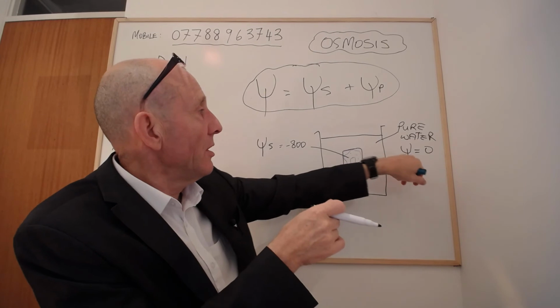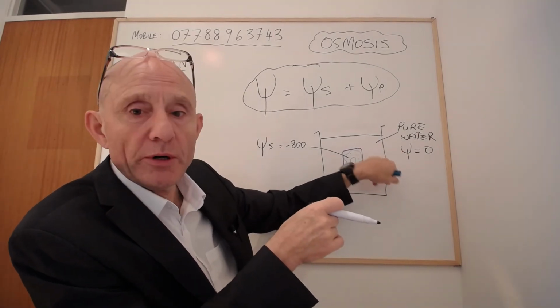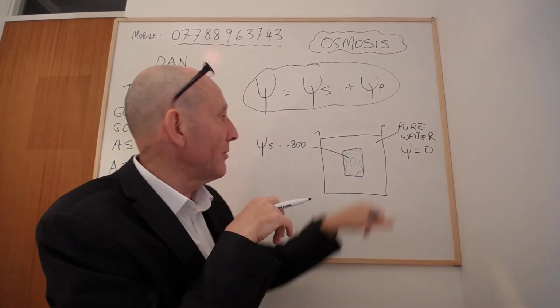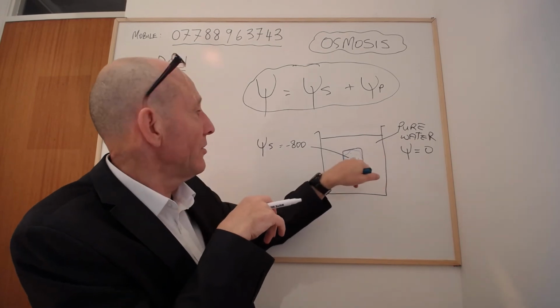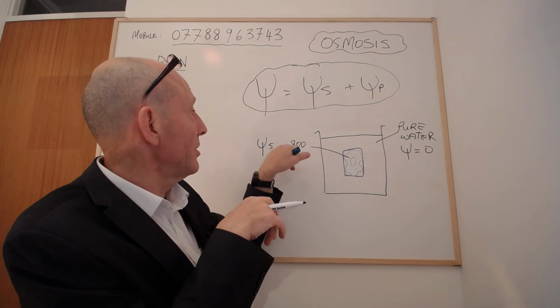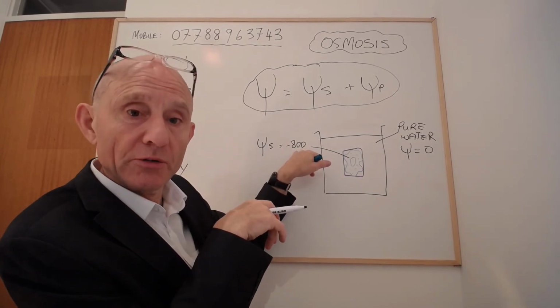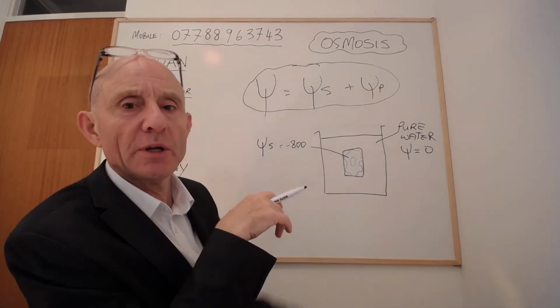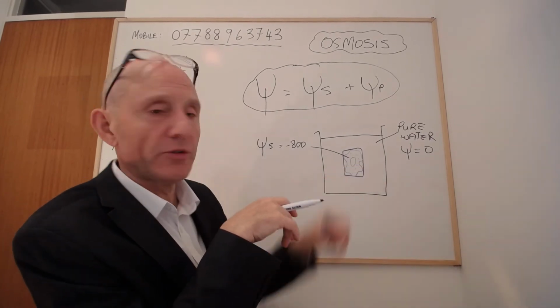And you would say, well, I expect the water to move from the pure water into the cell, from the high water potential here into the cell, which is a low water potential of minus 800. So its solute potential is minus 800, so its water potential is also minus 800 because the pressure potential is 0. And so water moves into that cell.